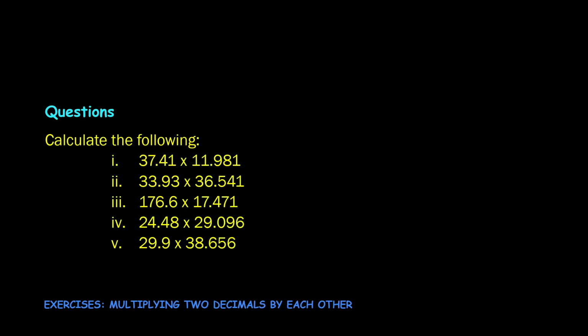Now have a go at exercise 3. This allows you to practice multiplying two decimal numbers by each other. Pause the slideshow whenever you need to. Again, solutions will be released one at a time.